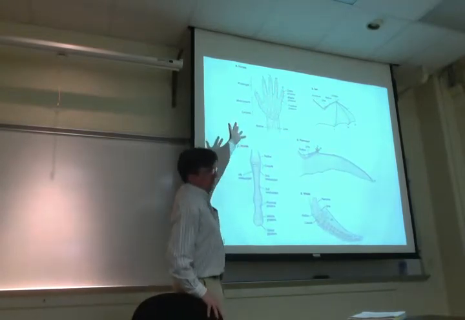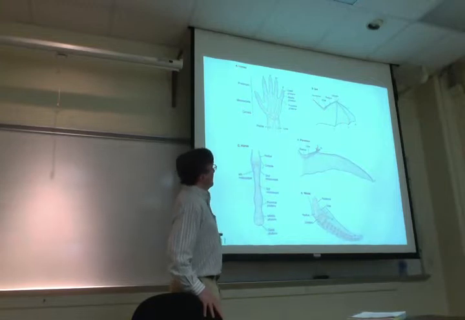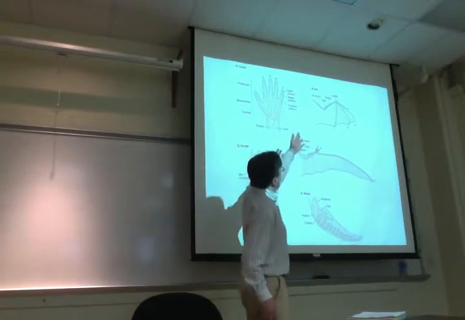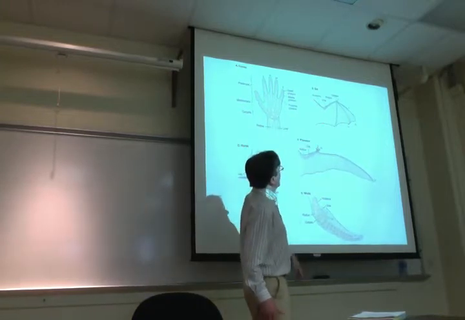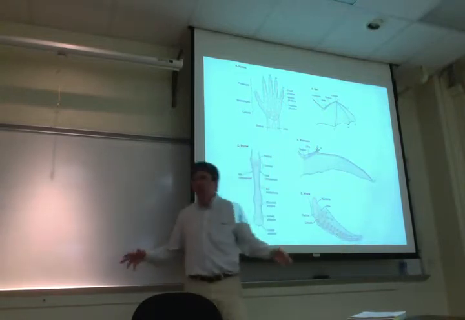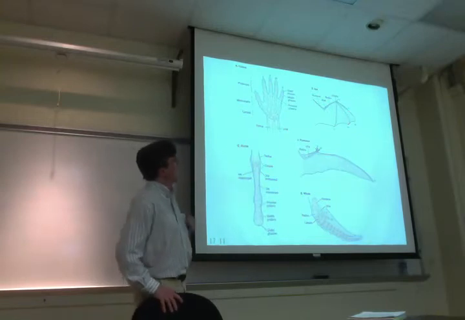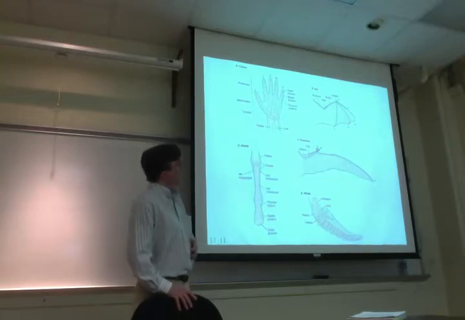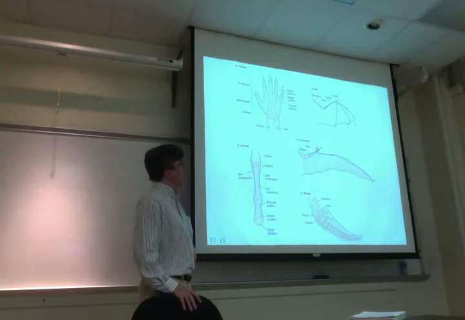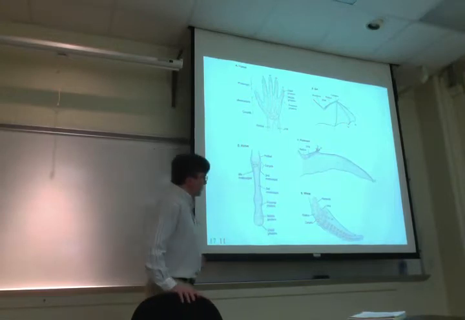And of course, we know what happens with our hand. And the limbs of, say, a bat, which basically has really, really long fingers. You can see the arm is kind of extended. There's not much of a wrist, but there are really, really long fingers in the wing of the bat.